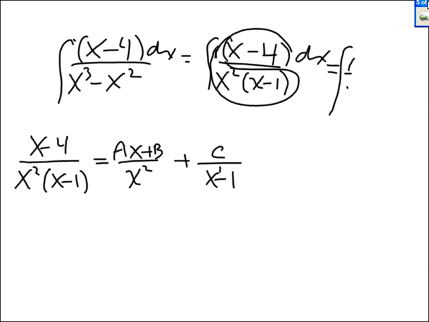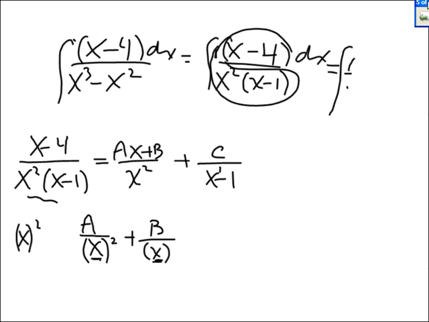Or you could have thought of x squared as x being squared. So then you're going to have an x squared plus just an x to the first. And since this is linear, you're going to just put a constant, a. And since this is linear, you just put a constant b. And let's not forget the x minus 1, c.